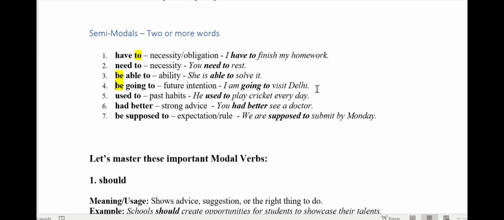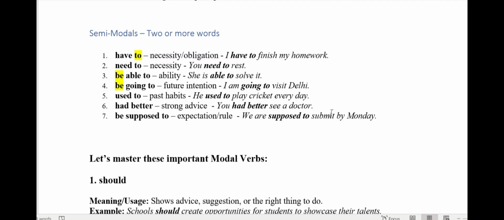Used to generally comes for past habits and children overly use this. So a lot of mistakes are made with this word used to. Used to is the past habit. I used to play cricket every day. Had better. Had better. Two completely different words. It speaks about the strong advice. You had better see a doctor. It is not to see a doctor again.